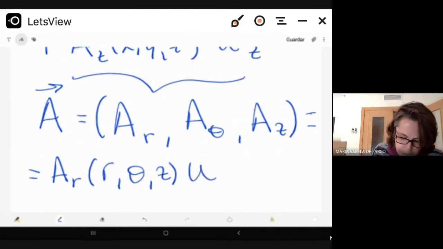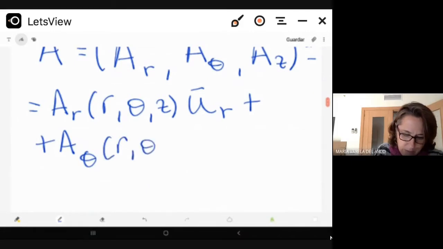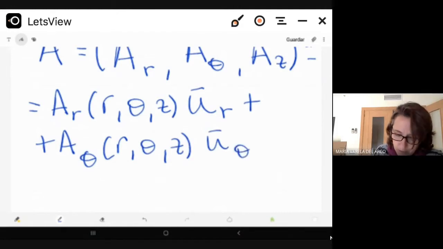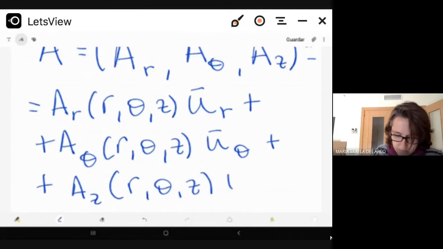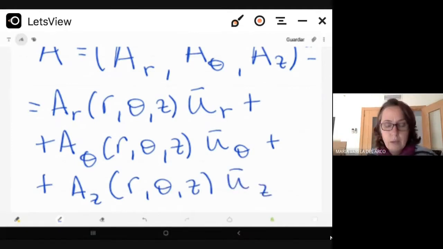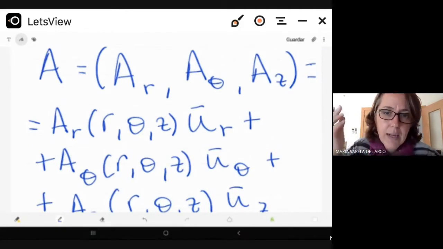The radial component would be all of those multiplied by the radial unit vector, and then I would also have an angular component that would depend on r, theta, and z times the angular unit vector, plus the vertical component along the z-axis. That would look like that, okay? And this would be my field in cylindrical components. And actually, it's not going to look the same. I mean, obviously the mathematical equation is going to be different.